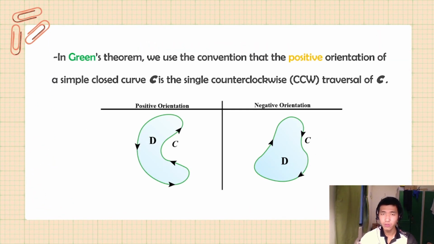In Green's theorem, we use the convention that the positive orientation of a simple closed curve C is the single counterclockwise traversal of C. At the left side of the figure, we can see that positive orientation, and it is counterclockwise. And at the right side of the figure, we can see that it is negative orientation, which is clockwise.